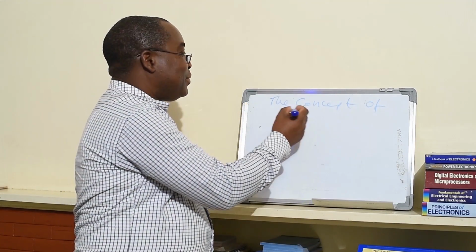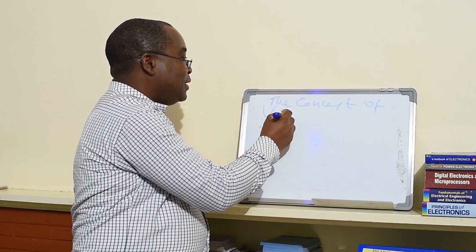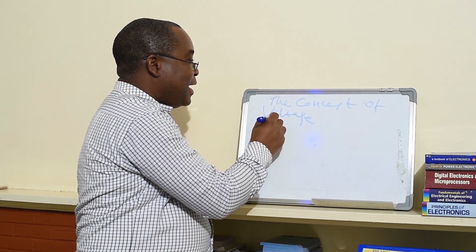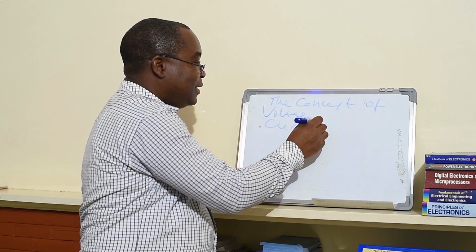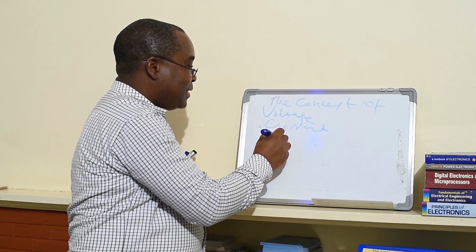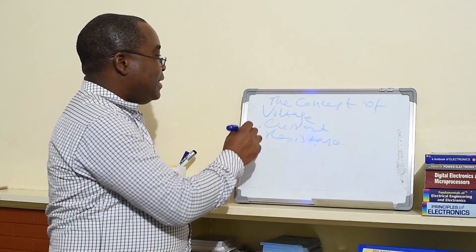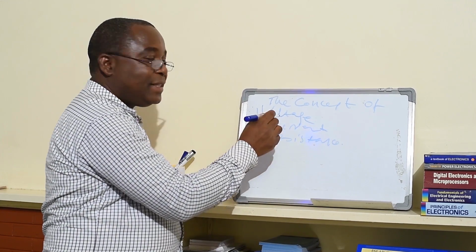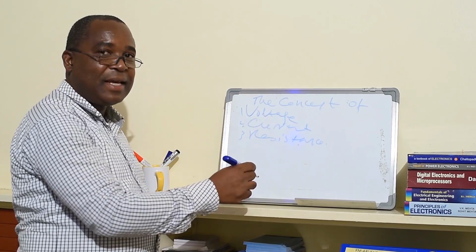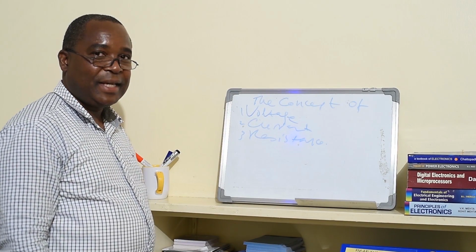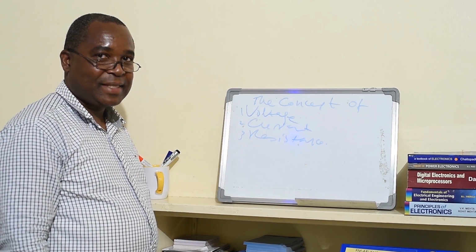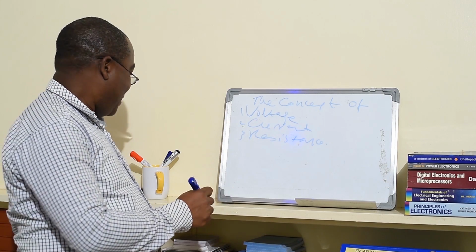The concept of voltage, current, and resistance. These three items are very vital in our electronics class. We'll start by asking: what is an electric circuit?